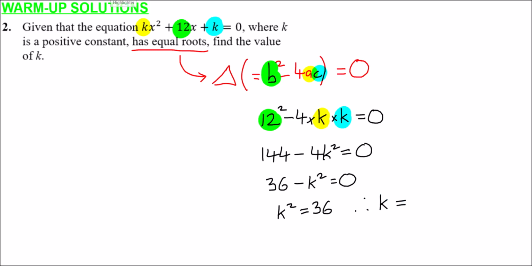Therefore, k normally would be plus or minus the square root of 36. However, we're clearly told here that k is a positive constant, so we have to ignore the minus square root option. So k must be the positive square root only. So k is just the square root of 36. Therefore k has to be 6, because k was defined as a positive constant. If it just says find the values of k and didn't mention this, we'd have to be saying that k is plus 6 or negative 6.